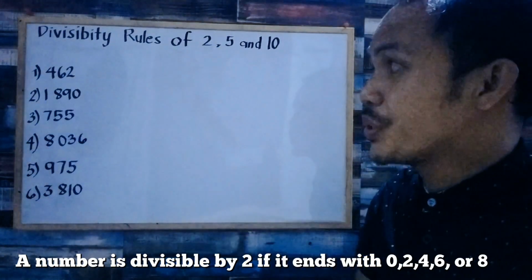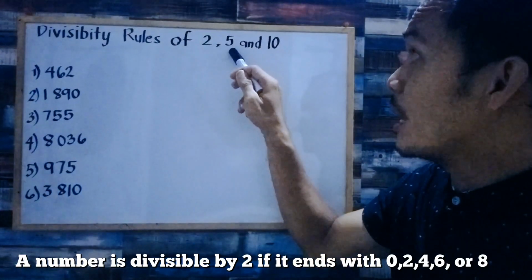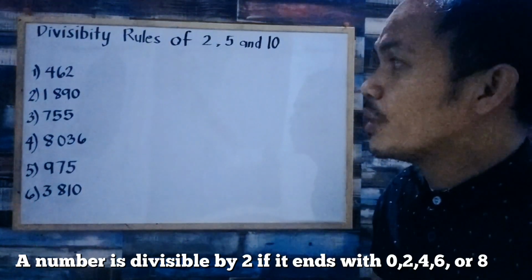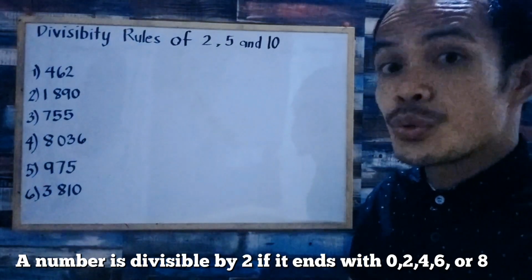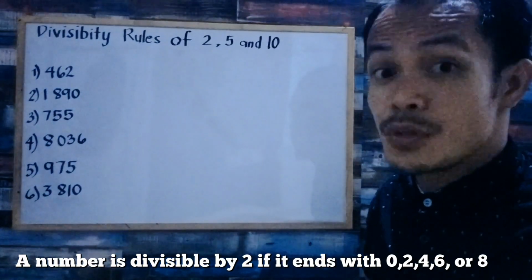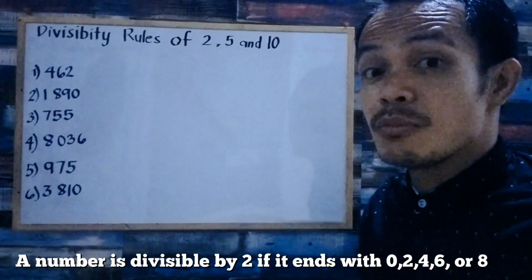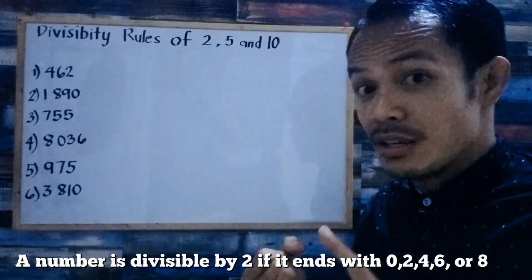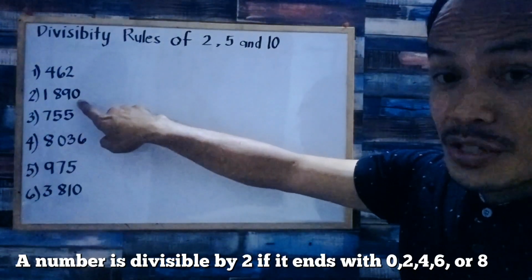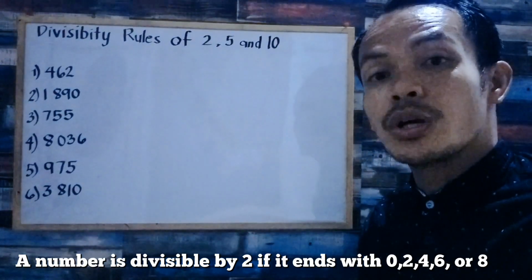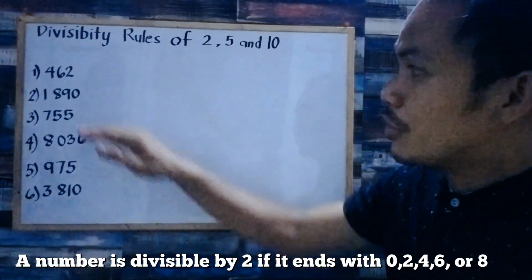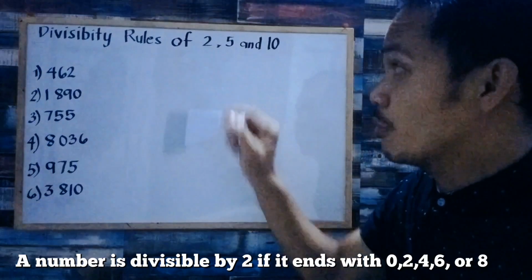Alright, for number 2, that is divisible by 2, 5, and 10. Why? Remember the first rule, the divisibility rule of 2: a number is divisible by 2 if it ends with 0, 2, 4, 6, or 8. So definitely number 2 is divisible by 2.